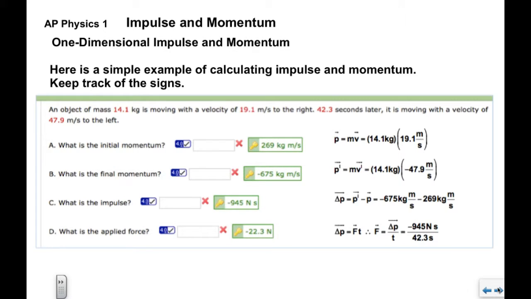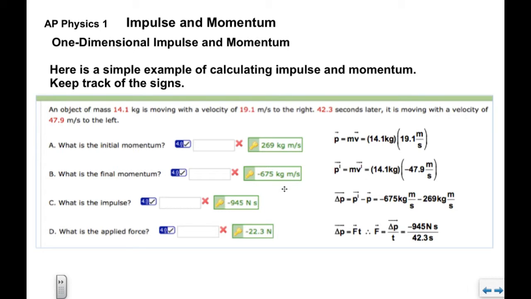Now, in terms of making the calculations, we know how to do momentum. The initial momentum p equals m times v. There's my initial velocity and my mass. The final momentum is the mass times the final velocity, which is to the left. We've got to be careful, again, that we make this velocity term here negative. So my final momentum is negative.